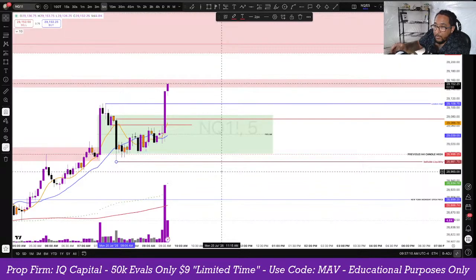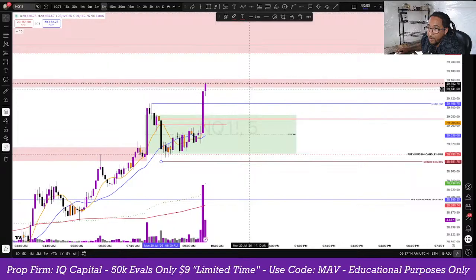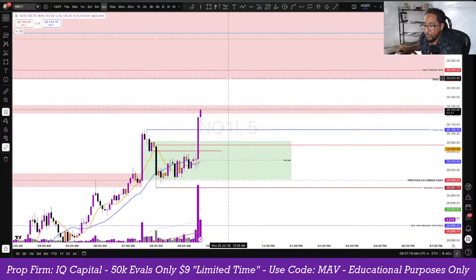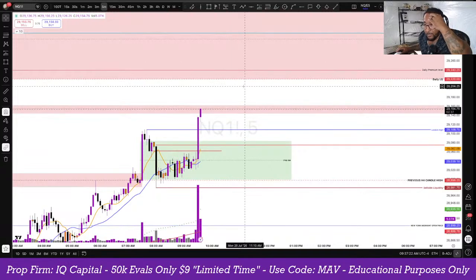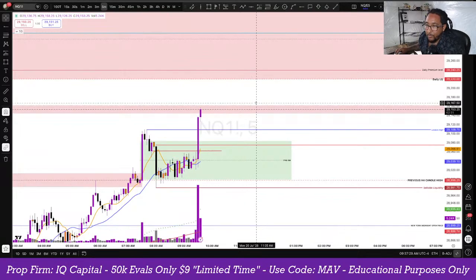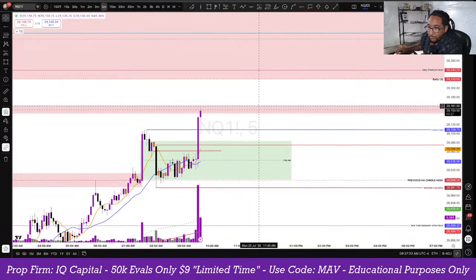So as I said, we swept these 8 a.m. highs. That is a possibility. We could go as far up as this daily inefficiency, which, as I mentioned earlier in the stream, was draw on liquidity. If I see some indications that we're headed higher, I'll continue with the longs for a continuation play.